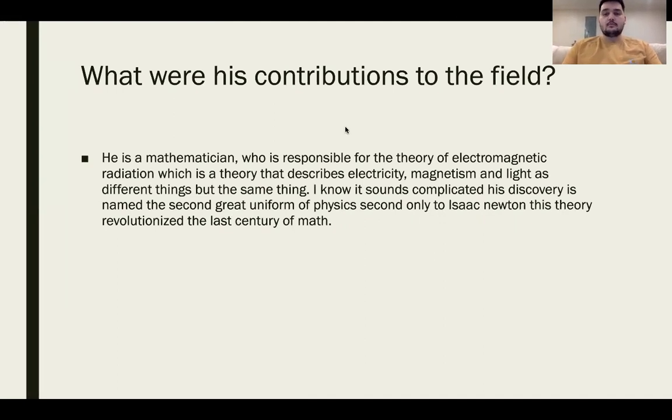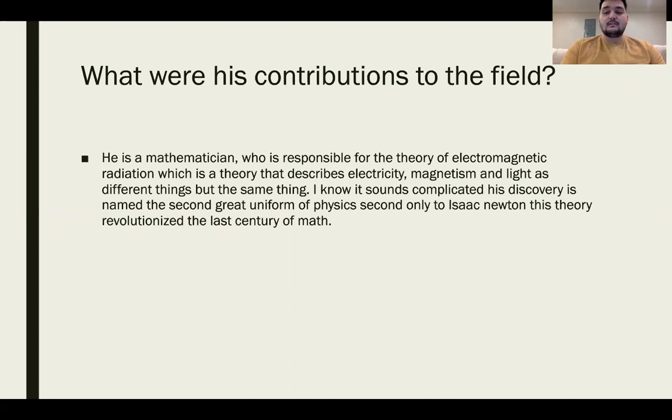What were his contributions to the field? One of his contributions to the field is, as you know, he was a mathematician, and he is responsible for the theory of electromagnetic radiation, which is a theory that describes electricity, magnetism, and light as different things, but the same thing, which I know it sounds complicated, and we'll get to that later.